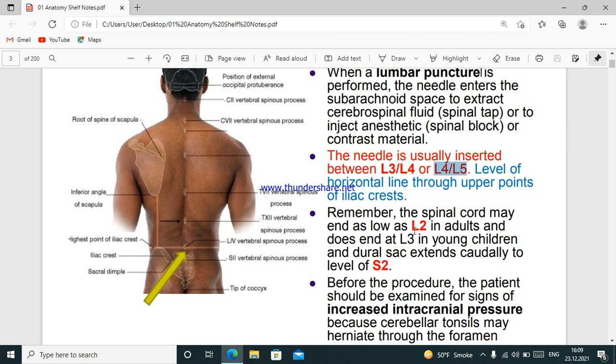And remember, the spinal cord may end as low as L2 in adults and ends at L3 in young children, and the dural sac extends caudally to the level of S2. Why can we not do lumbar puncture at L2, L1, or in the thoracic region? Because the spinal cord comes down to L2 in adults and does not reach L3 or L4. Therefore we can do lumbar puncture at L3 and L4, because it will not harm the spinal cord. In children the cord ends at L3. And the dural sac, where the cerebrospinal fluid is present, extends up to S2.